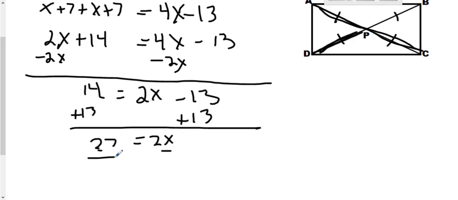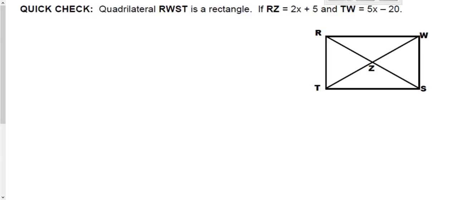Divide by 2. 27 divided by 2 is 13.5 equals x. Alright, let's see what's next. A quick check, that one you'll do on your own.